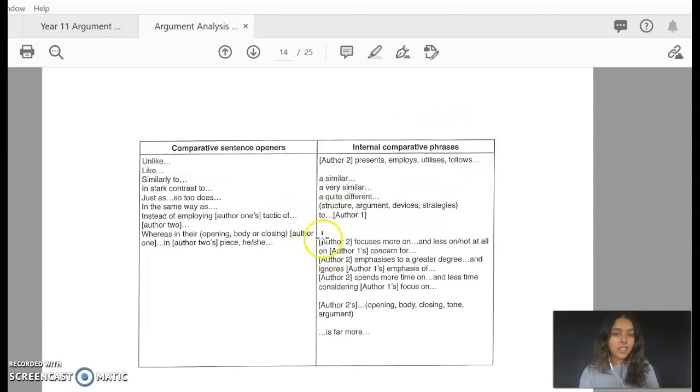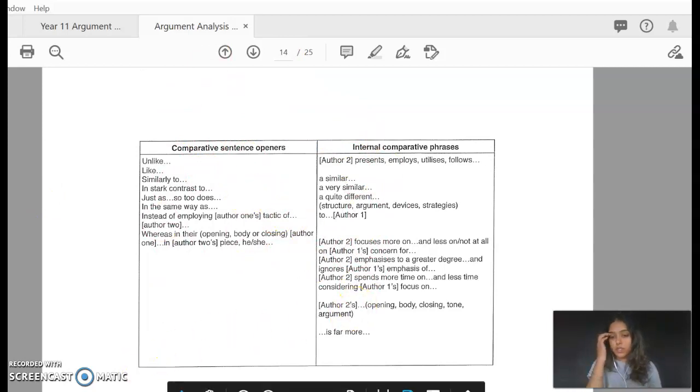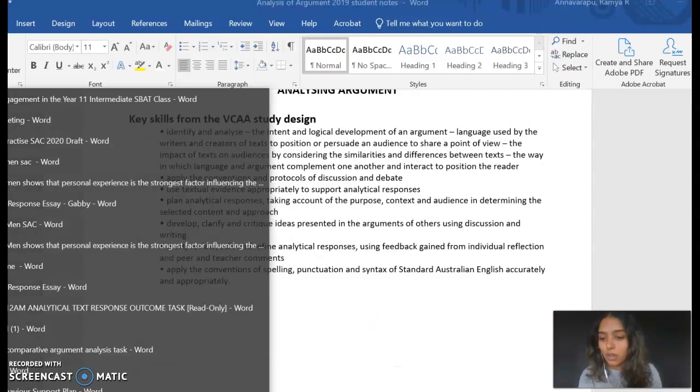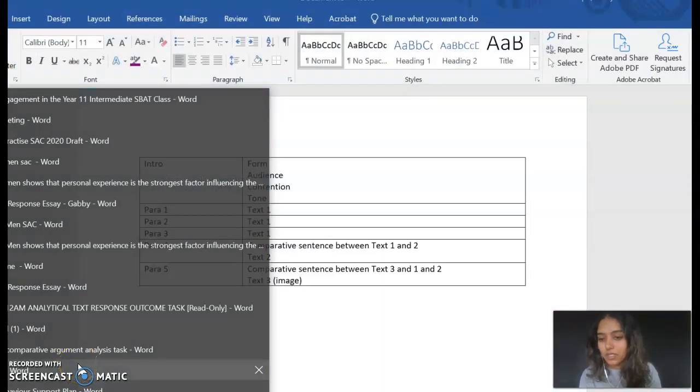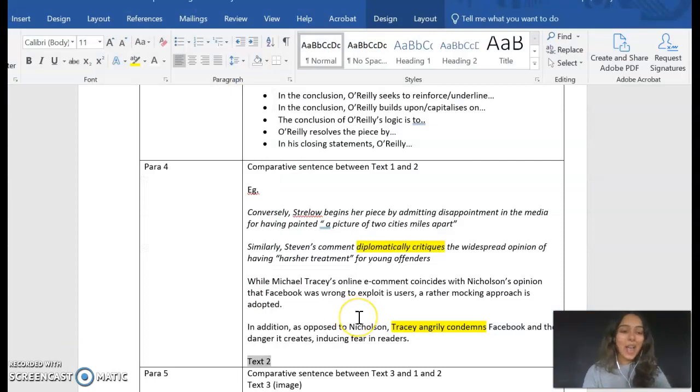You may say something like, author 2 focuses more on this and less on author 1's concern for blah, blah, blah. Author 2 emphasizes to a greater degree, and ignores author 1's emphasis of blah, blah, blah. Now, this table as well is in your booklet. And so I'm just going to show you some examples of comparative sentences.